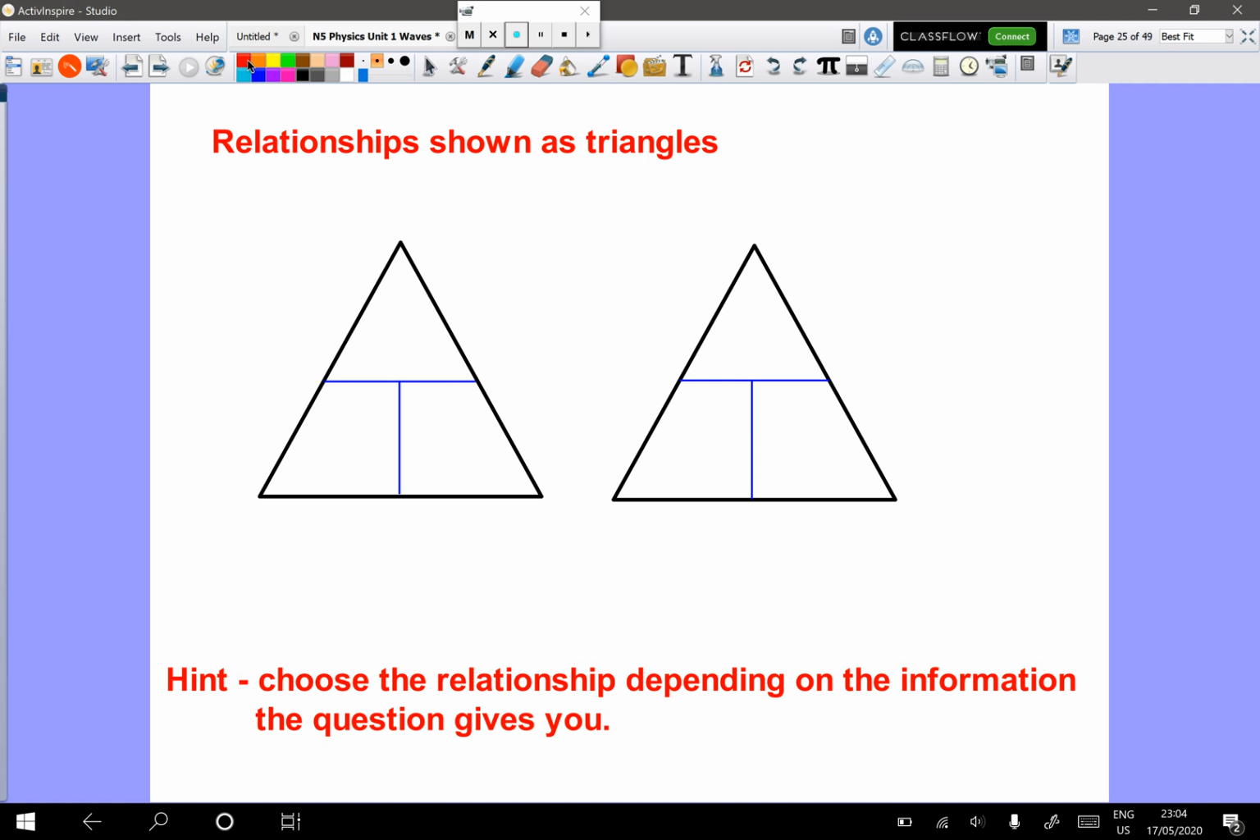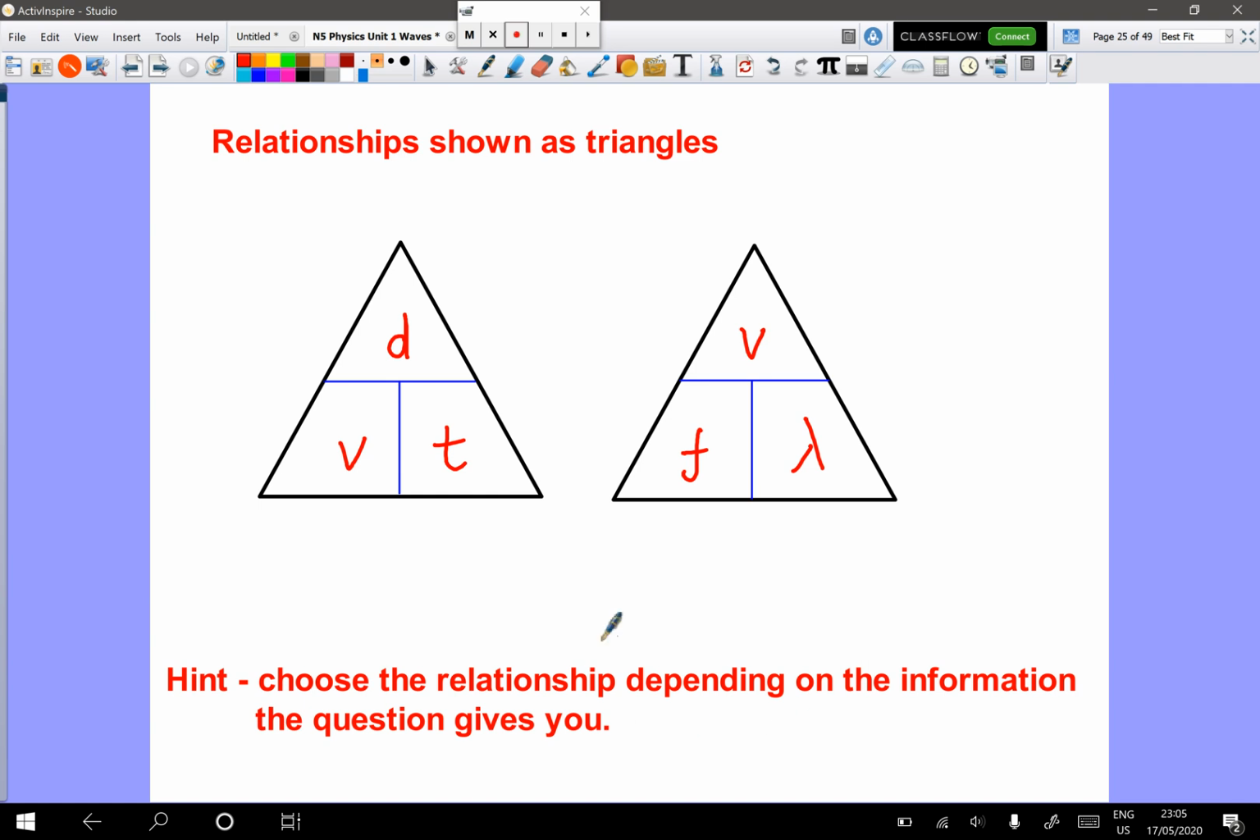If we were to write those relationships as equation triangles, then we would have d, v, and t, and we'd have v, f, and lambda. So if that makes it a little easier for you to rearrange the equations, then completely feel free to do so. Basically, if you cover up something, then it tells you what equation you've got left there. So if you cover up v, you get d divided by t. If you cover up t, you get d divided by v. If you cover up d, you get v times t. Same over here, cover up v, f times lambda, cover up f, v divided by lambda, cover up lambda, v divided by f. So it gives you your three versions of the equations.